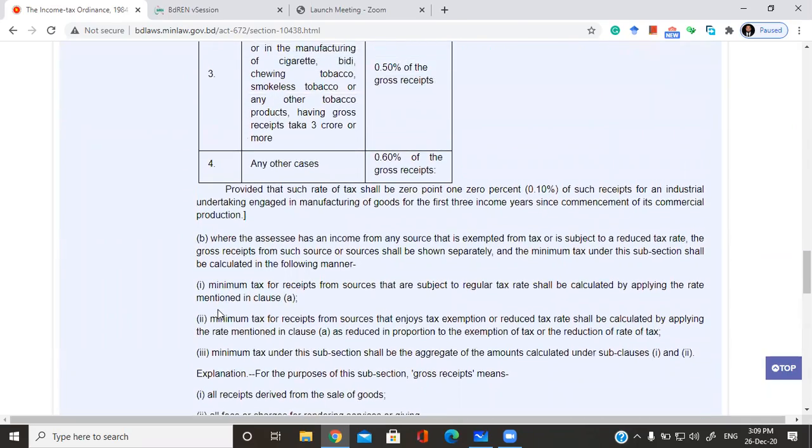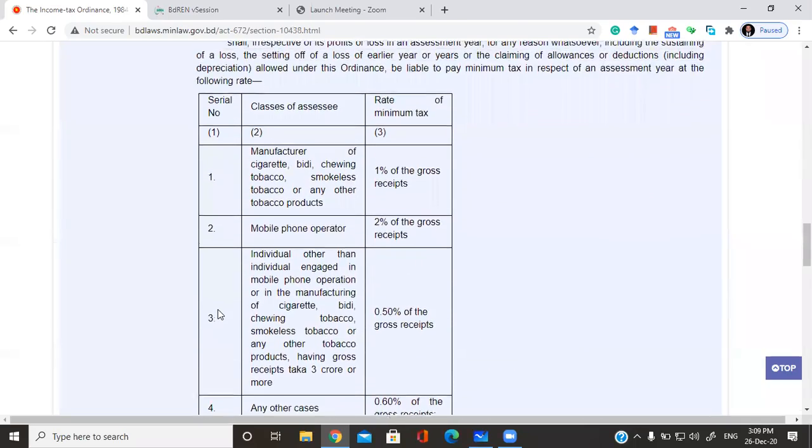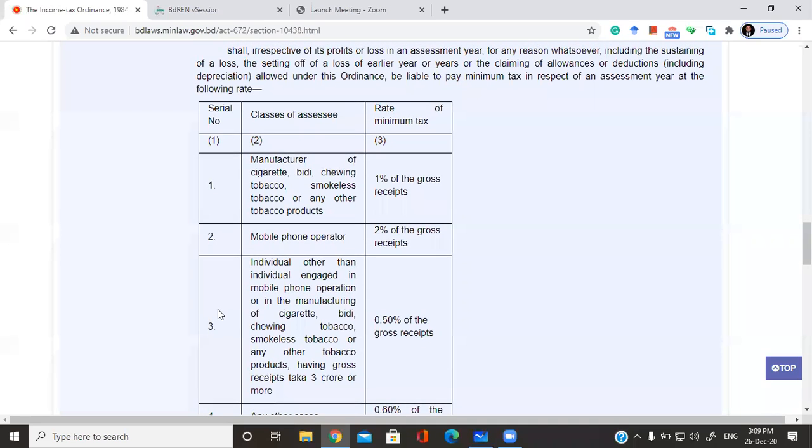First of all, let me give you an example from company assessment. Say, a manufacturer of cigarette, bidi, chewing tobacco, smokeless tobacco, or any other tobacco products. What is the rate of minimum tax for them? 1% of gross receipts. In the case of mobile phone operator companies, their tax is at least 2% of their gross receipts. Have you seen it?